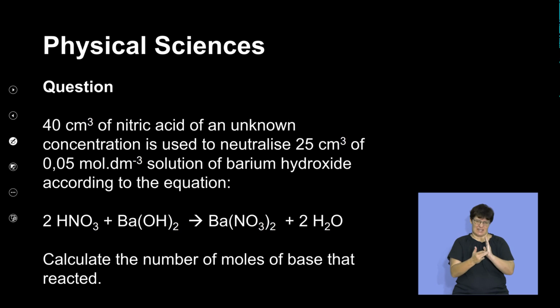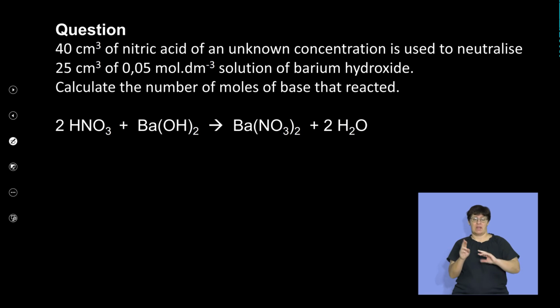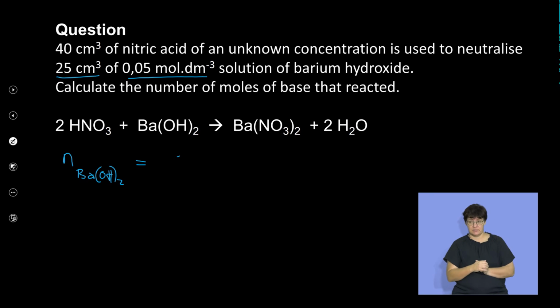And then the question says, calculate the number of moles of base that reacted. How much volume of the base reacted? 25 cubic centimeters. What is the concentration of the base? 0.05 moles per cubic decimeter. So we want the number of moles of base, which is the number of moles of barium hydroxide, equals concentration multiplied by volume. Do we have the concentration? Yes, the concentration is 0.05.